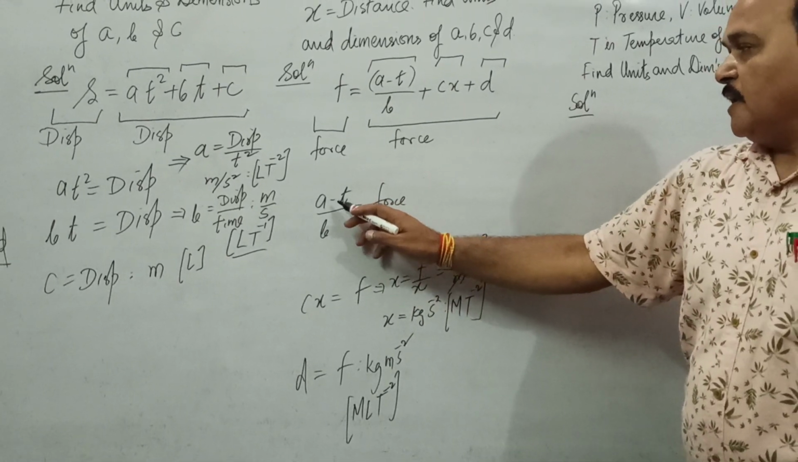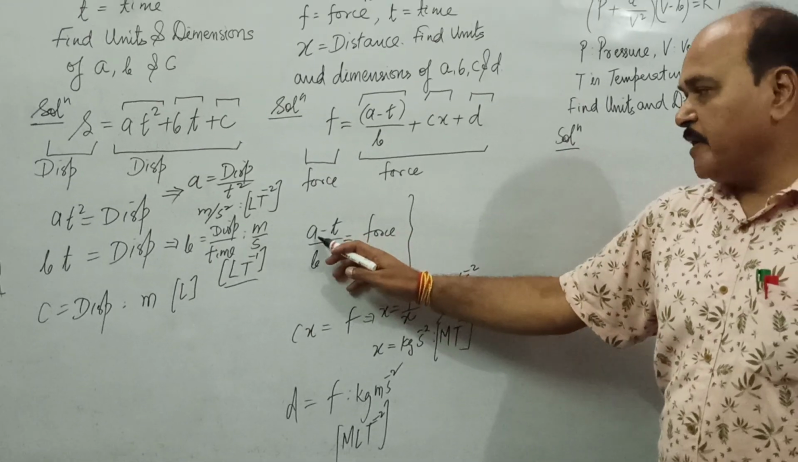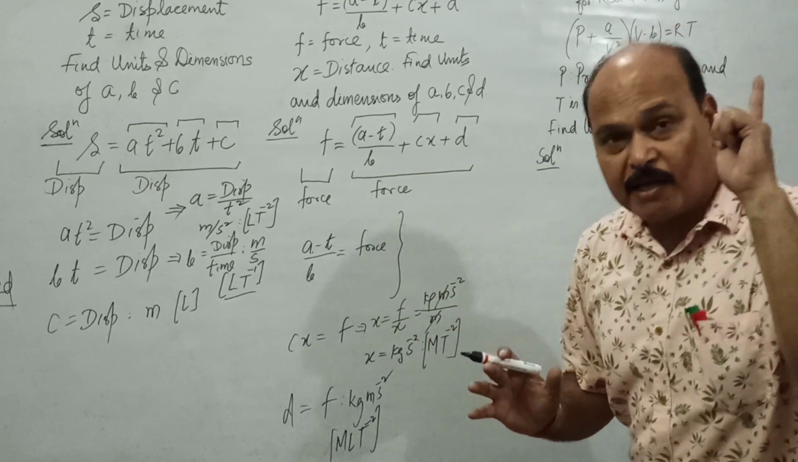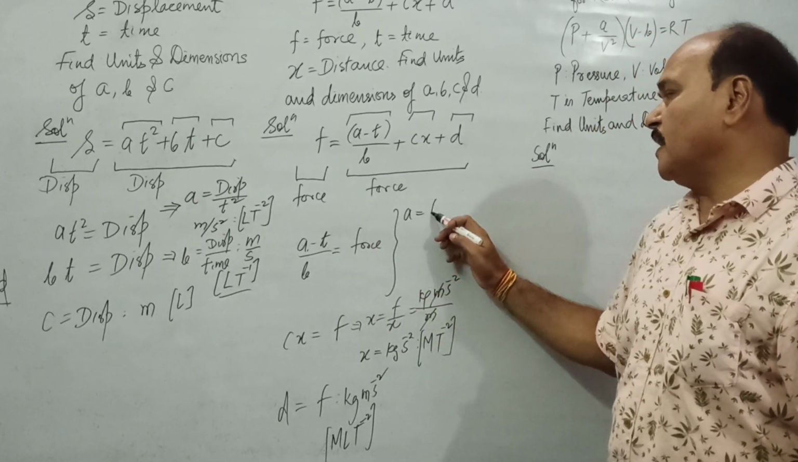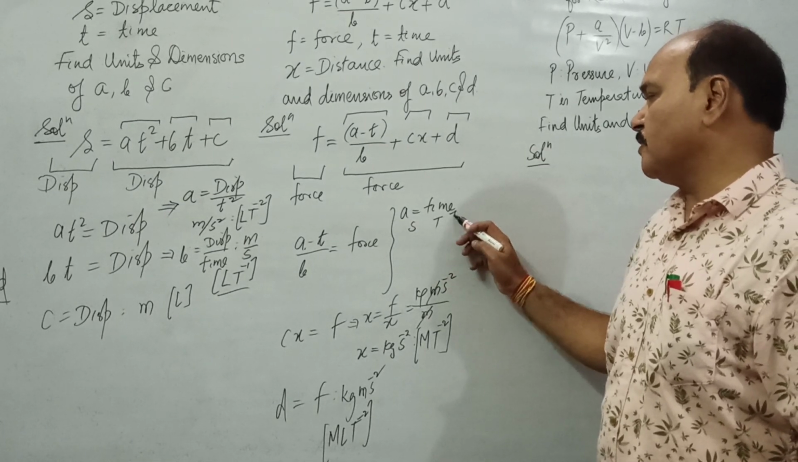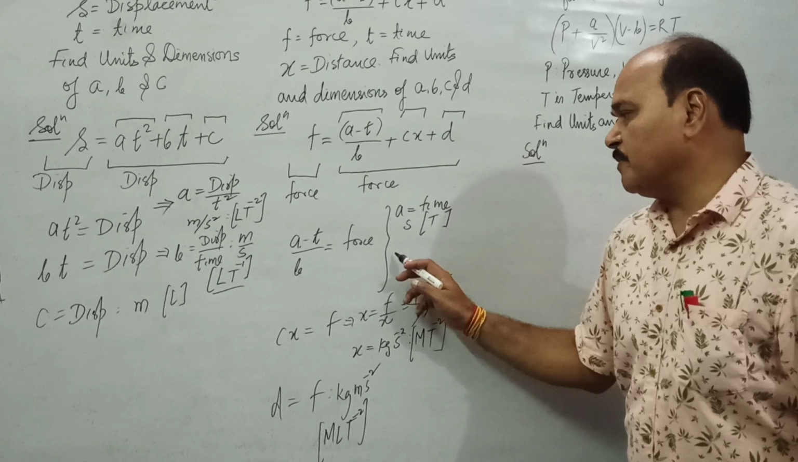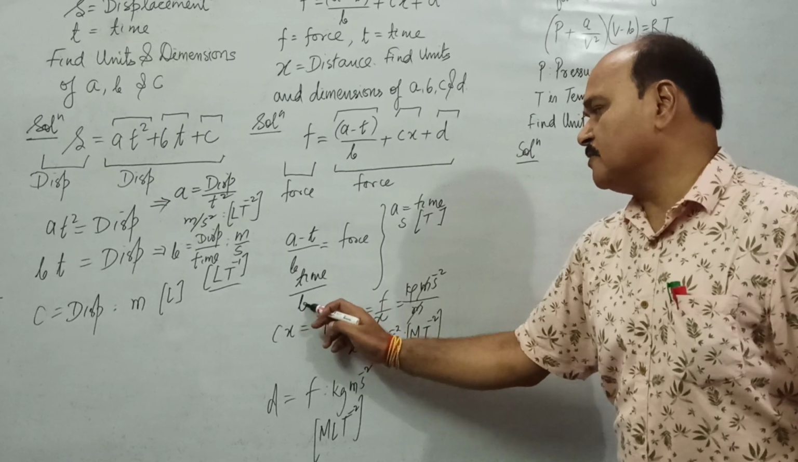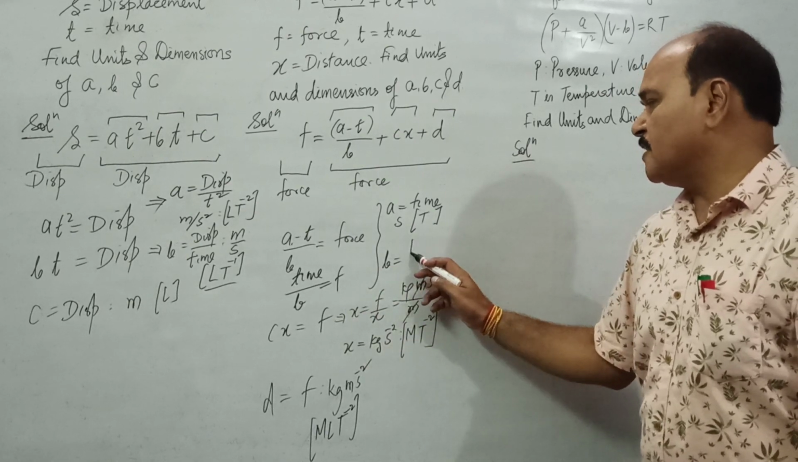Well, (A minus T) upon B has to be force. Now see here, this is very important. From A we are subtracting time. That means A has to be what? Time. If A happens to be time, then its unit is going to be what? Second, its dimensional formula is going to be what? T. Now A minus T, that is time. So time upon, now what are we left with? Numerator is time, denominator is B, and that is equal to F, force. That means B is going to be time upon force.